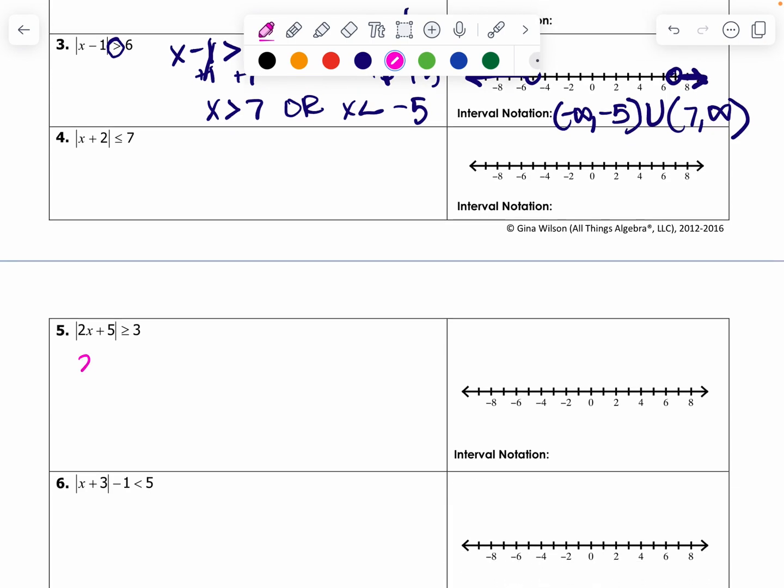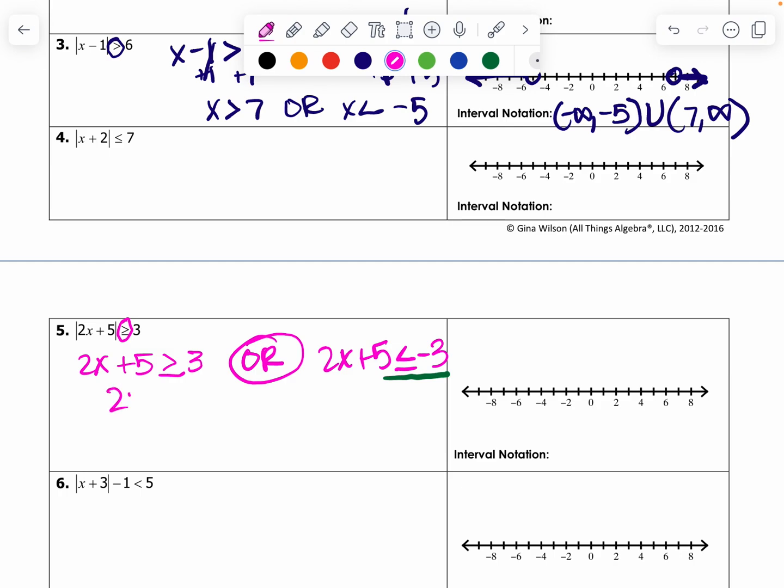Number 5, 2x plus 5 is greater than or equal to 3. And again, it's greater, so or, 2x plus 5 is less than or equal to negative 3. Remember, every time I'm switching the sign and taking the opposite. So then I'm going to solve, and it's greater, so that's why I know it's or. 2x is greater than or equal to negative 2. x is greater than or equal to negative 1.